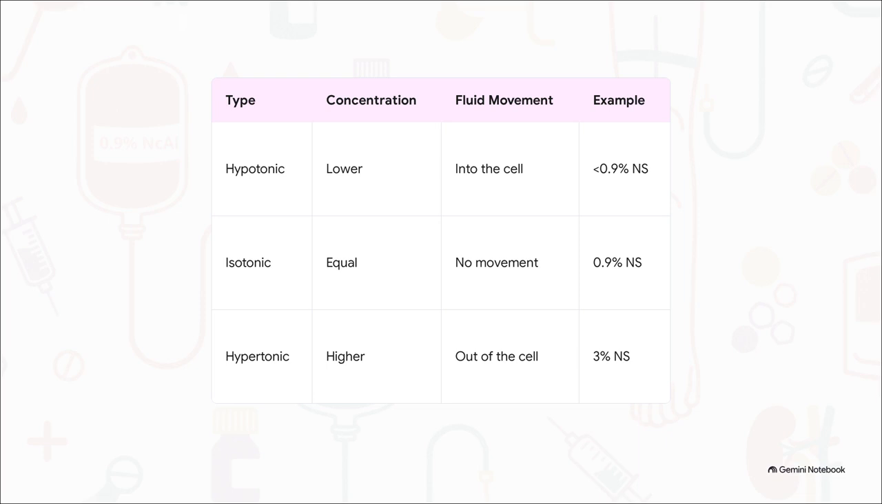For instance, hypotonic fluids, like less than 0.9% normal saline, have a lower concentration than the inside of the cell, so they push water into the cells. Isotonic fluids, like your standard 0.9% normal saline, have an equal concentration, so they just expand the vascular volume without shifting water in or out of the cells. And then you have hypertonic fluids, like 3% normal saline. These guys have a higher concentration, so they aggressively pull fluid out of the tissues and drag it right back into the vascular space. You really have to know your target before you hang that bag.